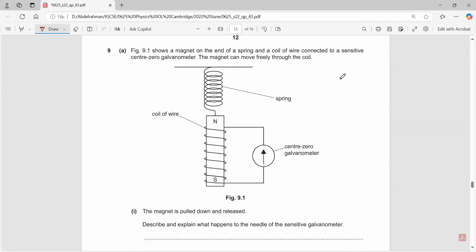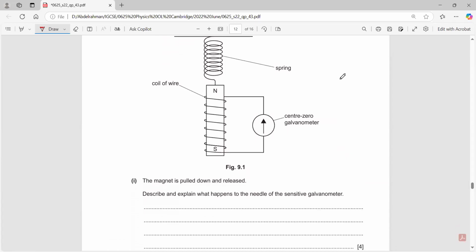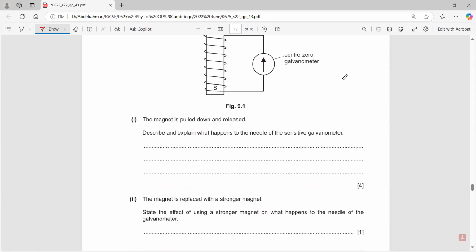Figure 9.1 shows a magnet on the end of a spring and a coil of wire. The magnet is pulled down and released, so it keeps on moving up and down. Describe and explain what happens to the needle of the sensitive galvanometer. Yes, it keeps on deflecting to the left and to the right as the magnet moves up and down, and then we need to explain what's happening.